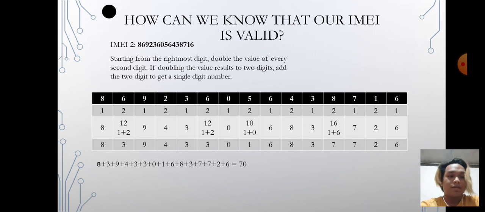My second IMEI number is 869236056438716. The same as the first one, we double the digits from the rightmost, and we got the result of 70, which is also divisible by 10, thus making our IMEI valid.